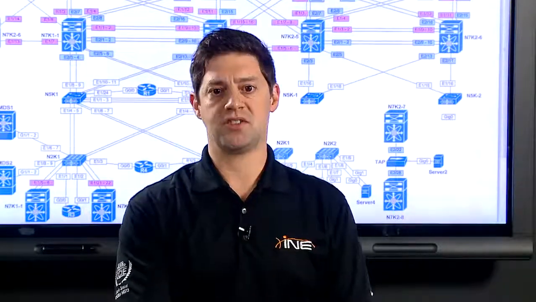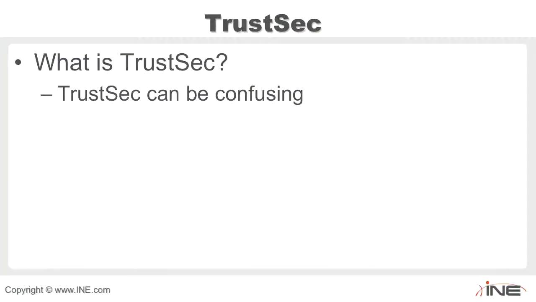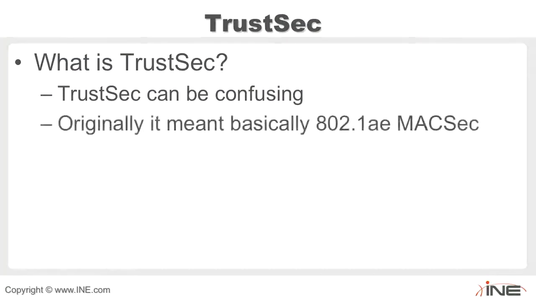So what is Trustsec? Well, it can be a little bit confusing. The reason is that originally when Cisco debuted Trustsec, it really meant 802.1ae MACsec. That's something we're going to unpack a little bit more. We're certainly going to go into the configuration of it in the Nexus 7K, and we're going to show what that is. But this is basically layer 2 encryption.